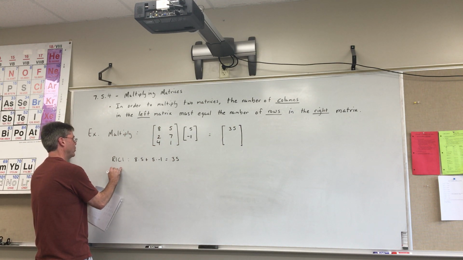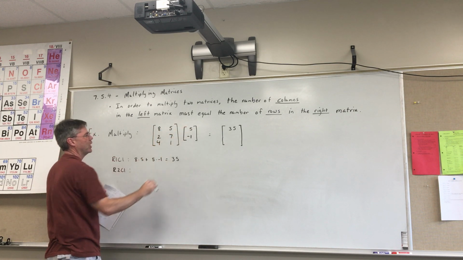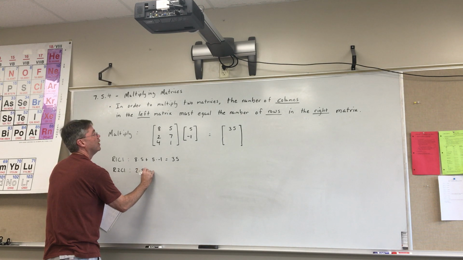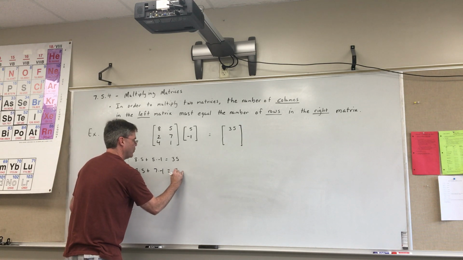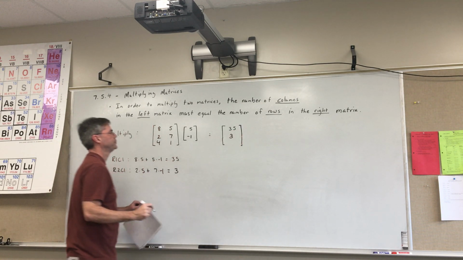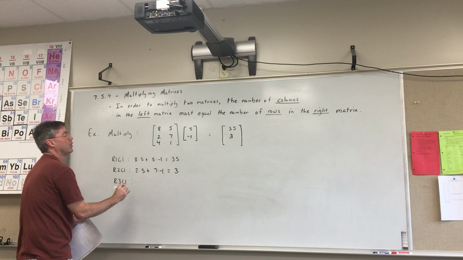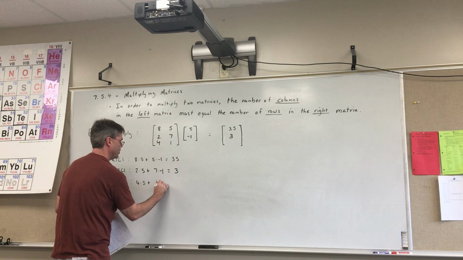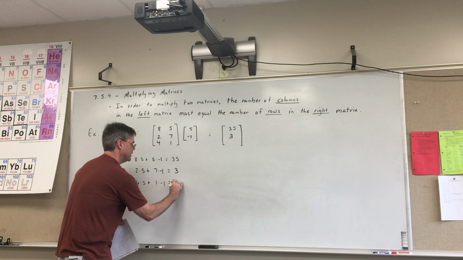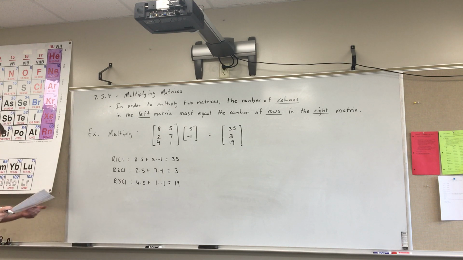All right, so we've got row 2 times column 1. So we're going to take the 2, 7 row times the single column we have. So that's 2 times 5 plus 7 times -1. 10 minus 7 is 3. And then row 3, column 1, we've got 4 times 5 plus 1 times -1. 20 minus 1 is 19. So our solution matrix is 35, 3, and 19.